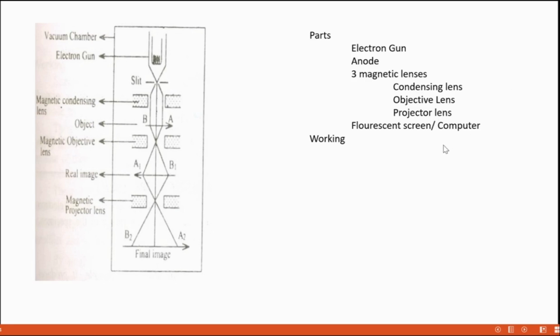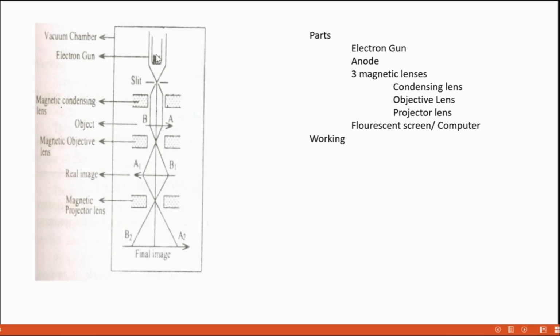3 lenses are there. And also a fluorescent screen or computer or a photographic film is placed at the end of this arrangement for obtaining or recording the final image. So we can next see the working of electron microscope.